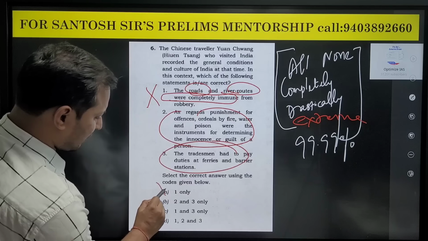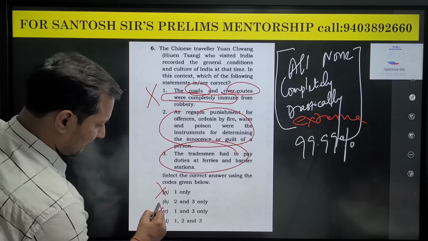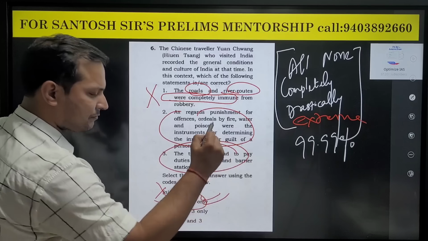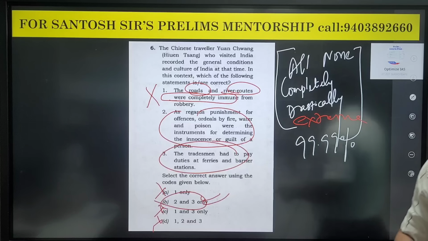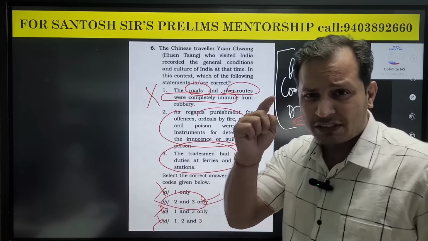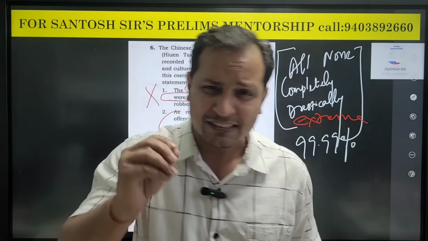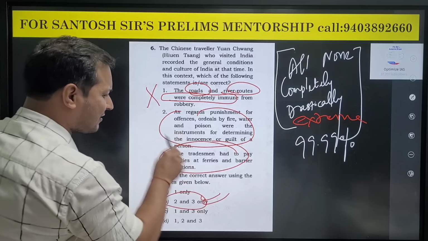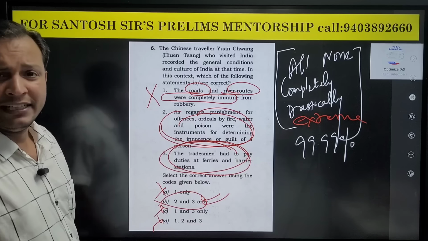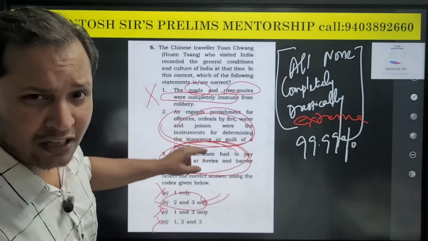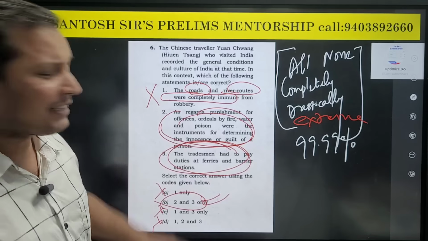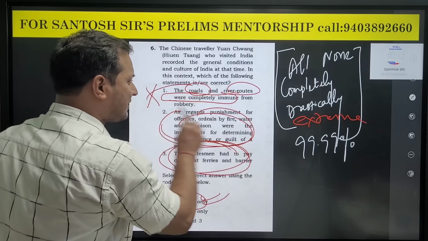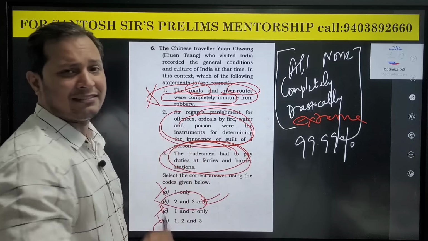Just eliminate statement 1. We get the answer 2 and 3. What do we learn from this? We learned that UPSC question setters are not there to test your knowledge. They don't want you to know all this. If they wanted you to know all this, they would frame questions such that this cannot be eliminated. But they have framed the question so that just by eliminating statement 1 you get the answer.